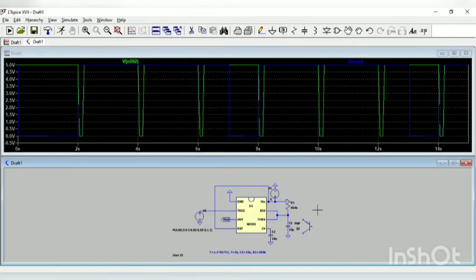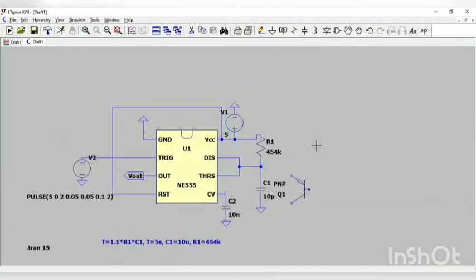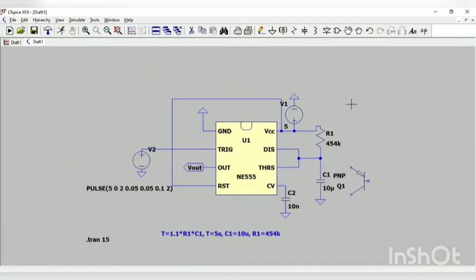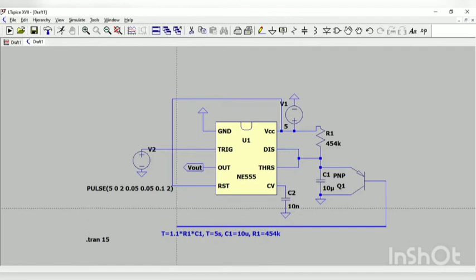So I keep the emitter of the PNP transistor here and connect it. The collector would be grounded, and the base goes to the trigger. The basic reason why I'm using a PNP transistor here is because whenever I give a negative voltage at the base, the PNP transistor will conduct, current will flow through it, and basically the capacitor will get discharged.